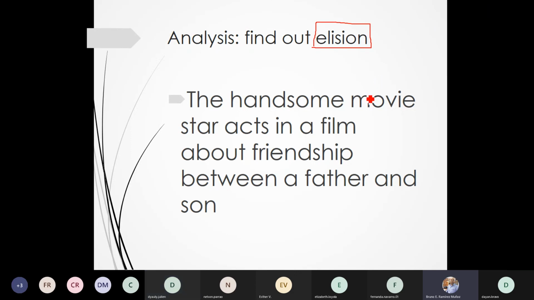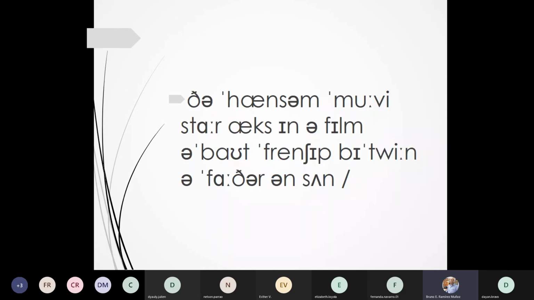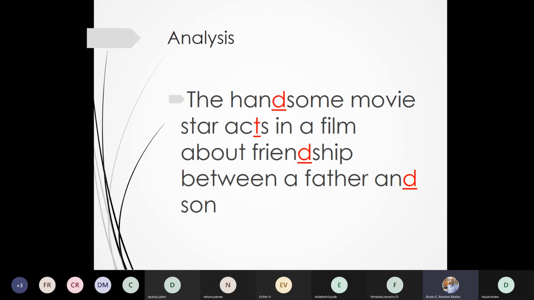All right, ladies and gentlemen, I just realized that we should be taking a break now. Now, the answers for this, I think I'm sharing with you the transcription now. The handsome movie star acts in a film about friendship between a father and a son. A father and son, sorry. Father and son. So the suggestions would be those ones. Do you agree with this? Do you have any questions? Is it clear or not really?